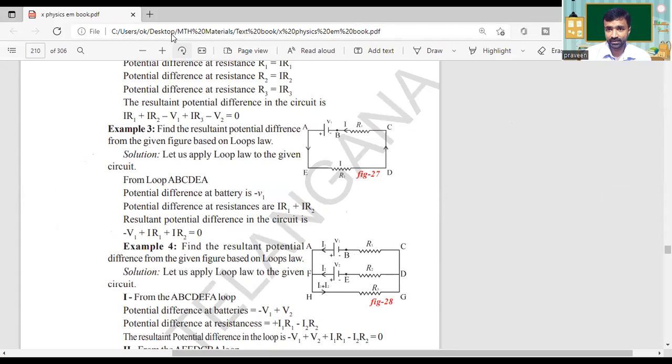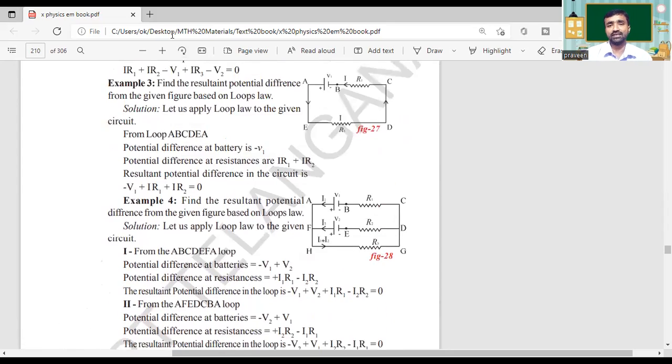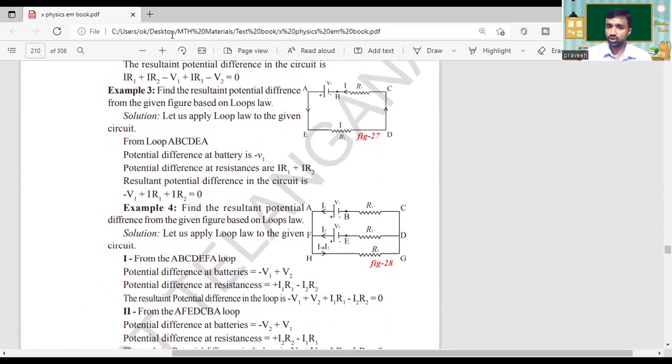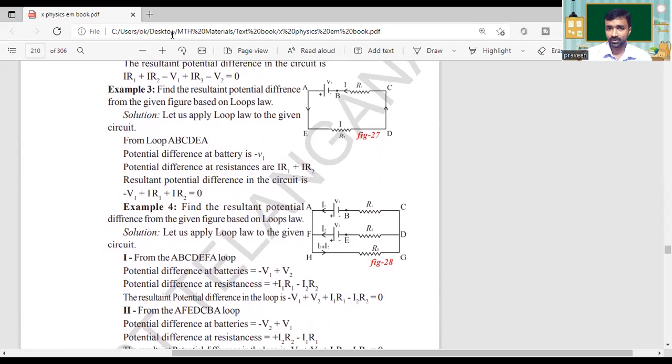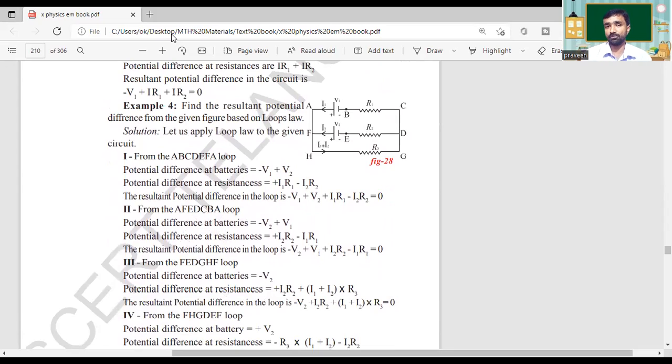Figure number 27 has only one loop. You are writing the equations in both directions. That you need to practice. Then I'll give you an explanation for example 4 only. Example 3 is the same as your example 2, no difference in that, following clockwise and anti-clockwise.